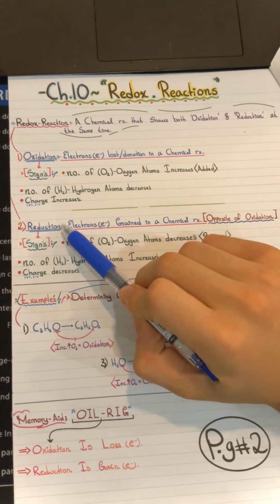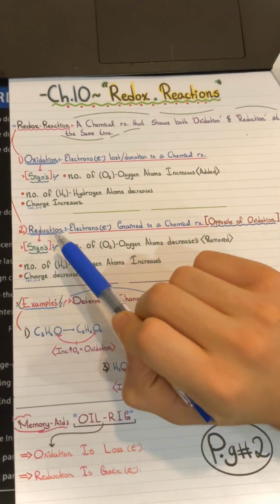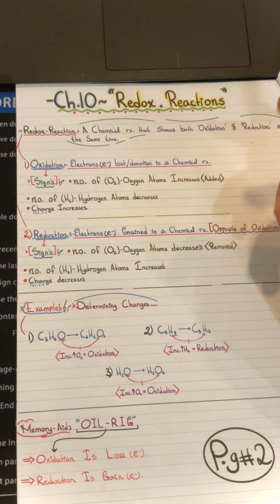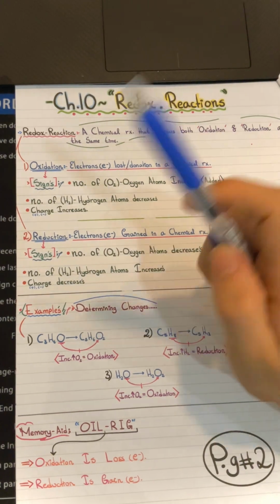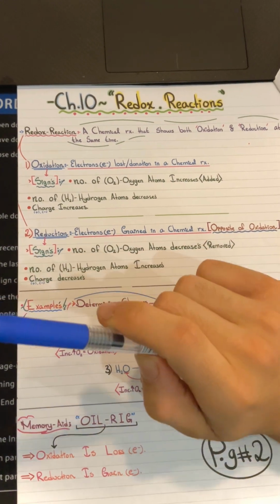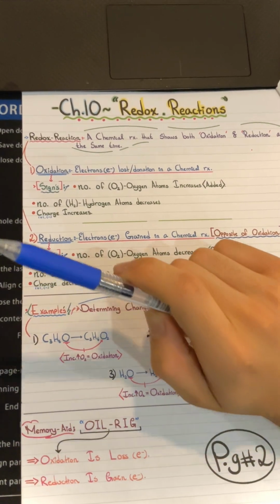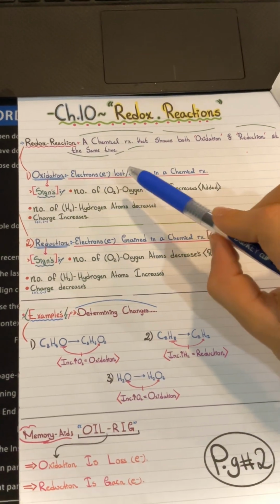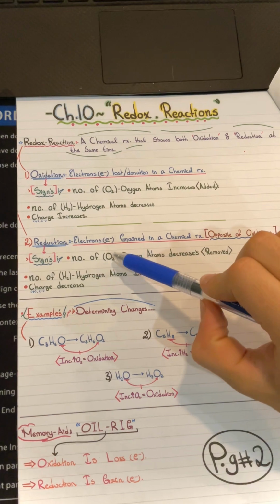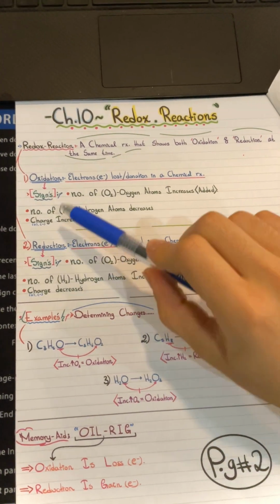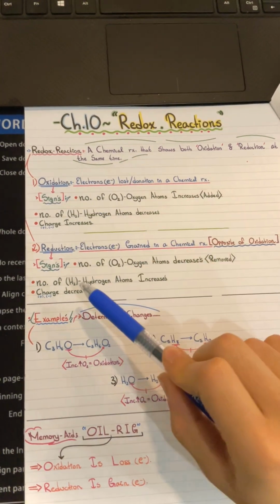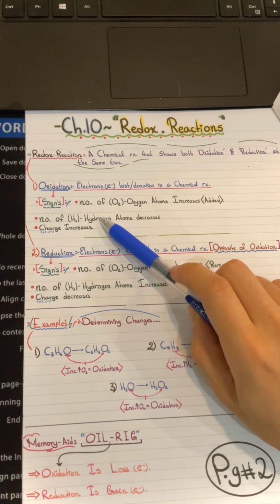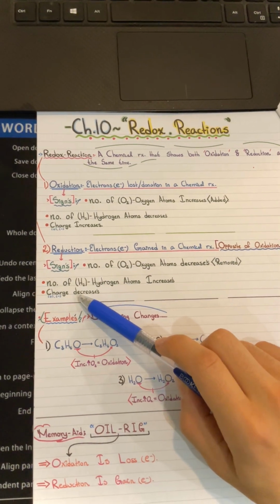Reduction. Reduction is the opposite of oxidation. In reduction, electrons are gained in the chemical reaction on the reactant side, on the left side of the chemical reaction where the reactant is. Electrons are gained. It is the exact opposite of oxidation. So number of oxygen atoms will increase in oxidation, number of oxygen atoms will decrease in reduction. Number of hydrogen will decrease in oxidation, number of hydrogen atoms will increase in reduction. The charge increases in oxidation, so the charge will decrease in reduction.